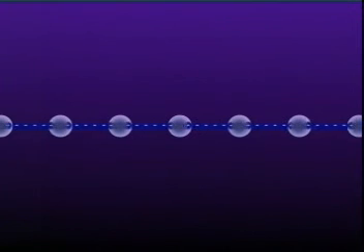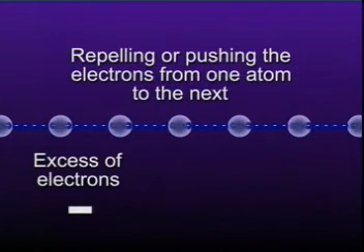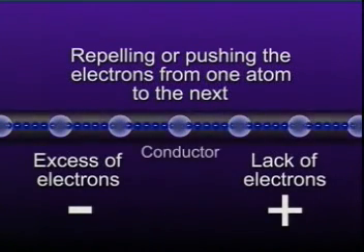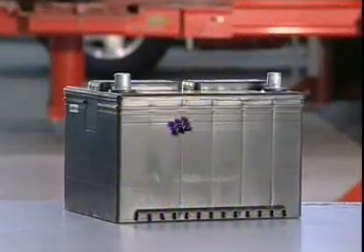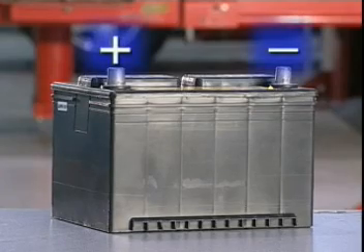At the same time, additional electrons, because of their negative charge, are repelling or pushing the electrons from one atom to the next. They will continue to do so as long as there are an excess of electrons in one place, a lack of electrons in another place, and a conductor or pathway between the two. While there are many theories about the nature and direction of current flow, for now it is important to remember that electricity must have a positive and a negative polarity.